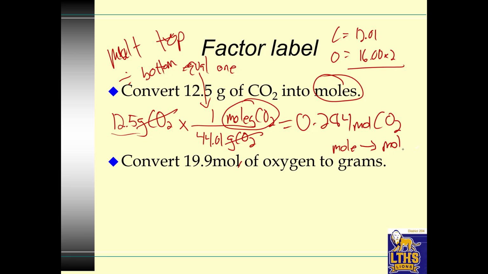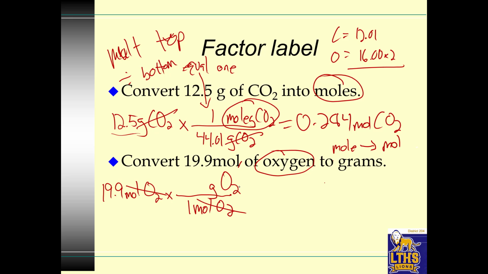Convert 19.9 moles of oxygen into grams. So I'm going to write down my given, 19.9 moles. Now, this is tricky. Oxygen is O2. It's diatomic. Oh, did I get you? First trick of the year. So now I want to cancel moles, so I hate you moles. I'll put you on the bottom. 1 mole of O2. I killed you moles. Moles of O2. And then I'm going to go into grams of O2.